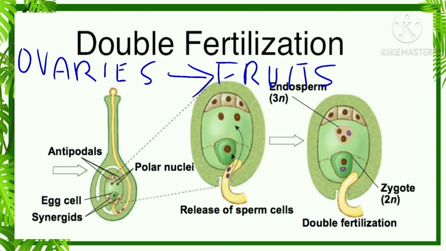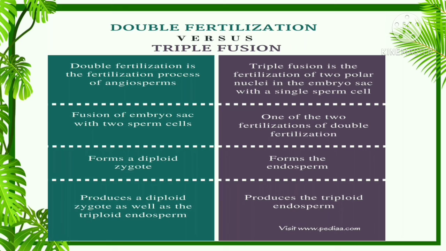Now we can see the difference between double fertilization and triple fusion. Double fertilization is nothing but the fertilization process of angiosperms, whereas triple fusion is the fusion of the 2 polar nuclei in the embryo sac with a sperm cell. So as a result of double fertilization, what is formed? A diploid zygote is formed, and as a result of triple fusion, an endosperm is formed. A zygote will develop into an embryo with single or double cotyledons, whereas the endosperm nourishes the growing embryo.